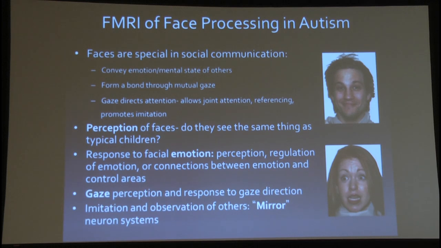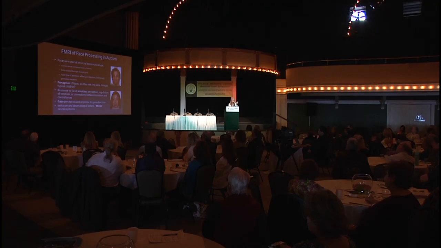So let's look at face processing studies. Faces, as you know, are very special and very important in social communication. They convey very important information about the emotional states of others. We develop bonds through mutual gaze, particularly with smiles. So we have a lot of questions we want to ask, and I raised some of these earlier. Is the perception of faces the same? Is it the response to facial emotions that is altered? What about the gaze? The gaze perception in individuals with autism. So I'm going to show you studies of all of these things.